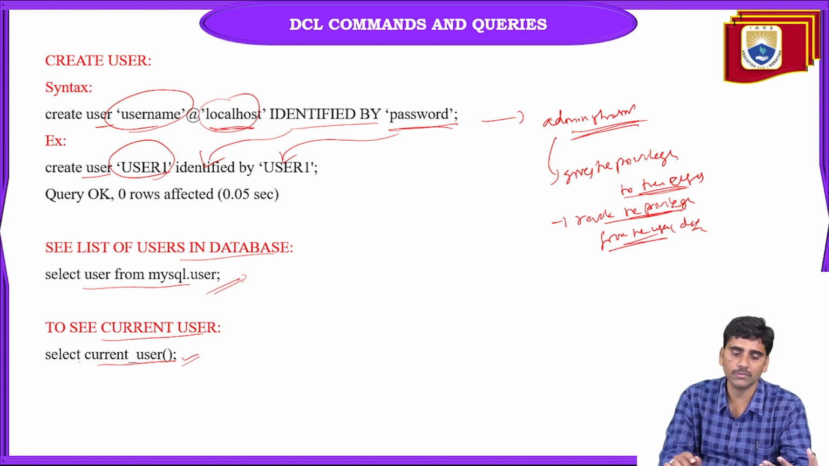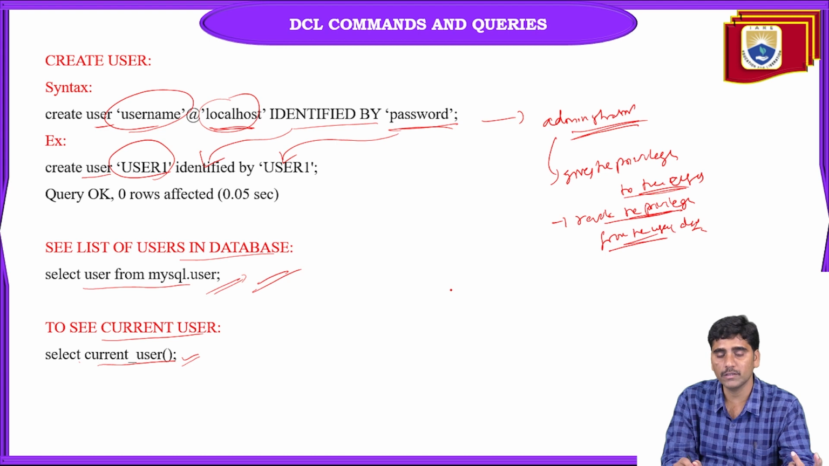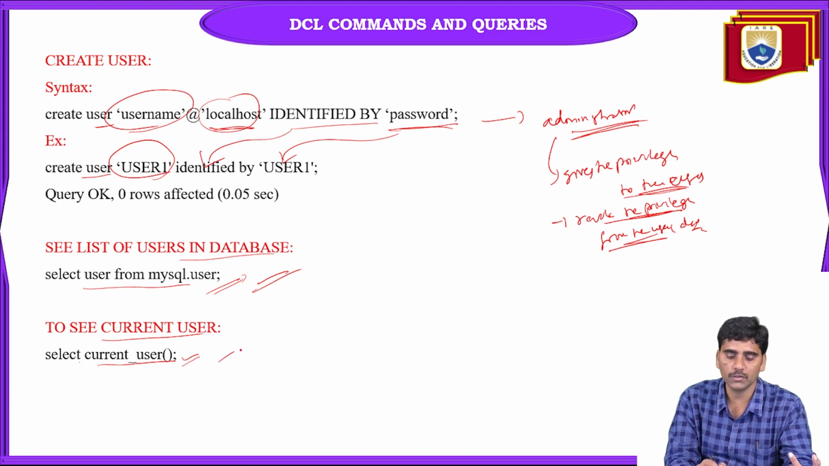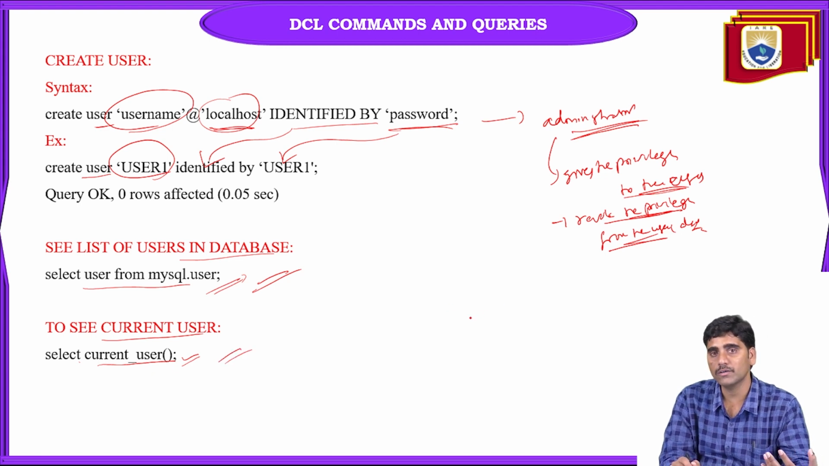So how can we create it? Create user username identified by password. For example, create user user1 identified by password user1. Similarly, to see the list of users in the database: select user from mysql.user. And to see the current user: select current_user. So this is the way of creating users, granting privileges to a particular user, and revoking the privileges from the user on particular tables. So this is how to understand all the DCL commands and queries.